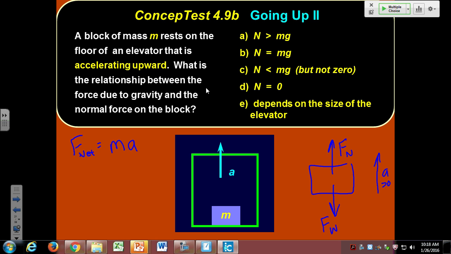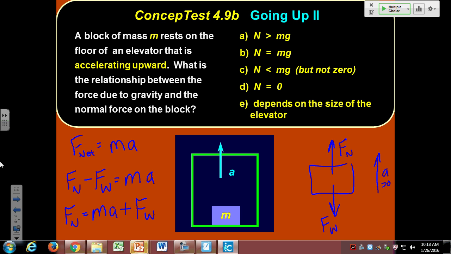So I can think about this in terms of my force diagram. I say that my net force is my normal force minus my weight, and that's equal to the mass times the acceleration. And so my normal force is equal then to ma, my mass times acceleration, plus the weight. So my normal force is equal to the weight plus this extra thing, which arises out of Newton's second law. My normal force is bigger than the weight.